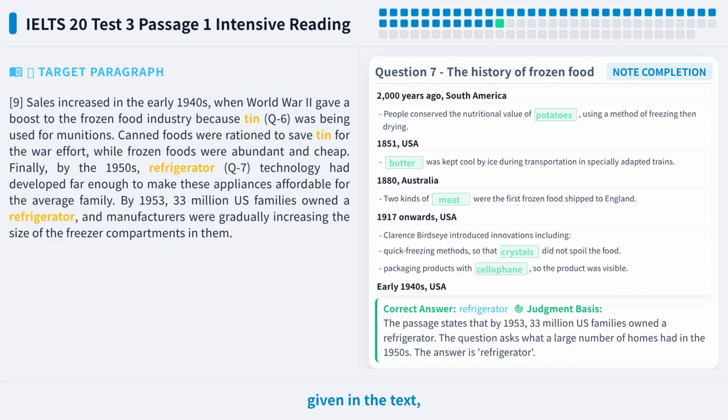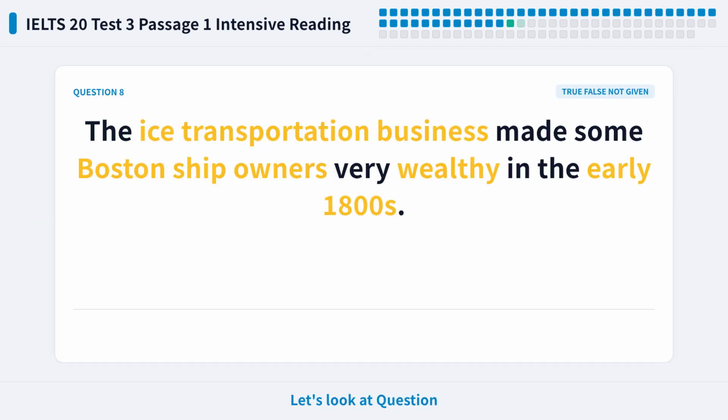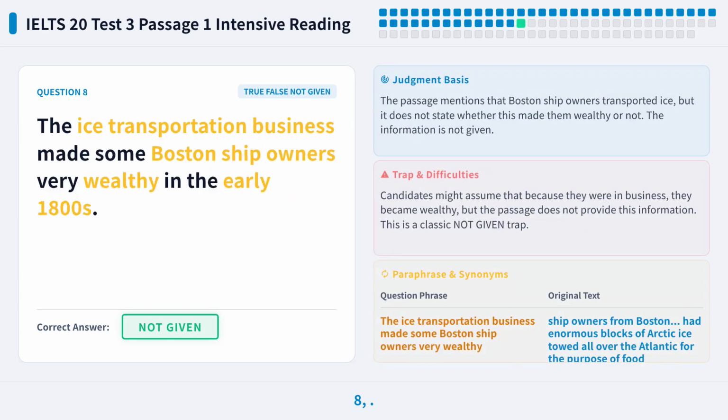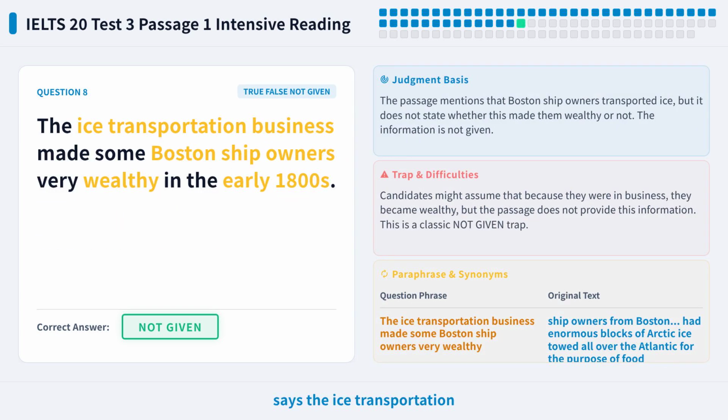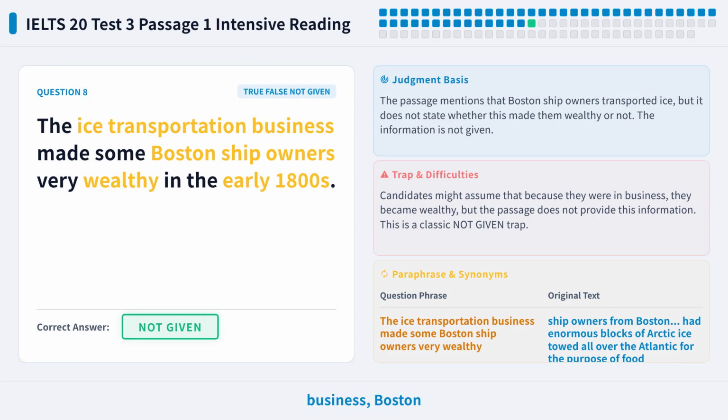This word is directly given in the text, no replacement needed. So the answer to question 7 is refrigerator. Let's look at question 8. This question says the ice transportation business made some Boston ship owners very wealthy in the early 1800s. Key clue words in this statement: ice transportation business, Boston ship owners, became wealthy.